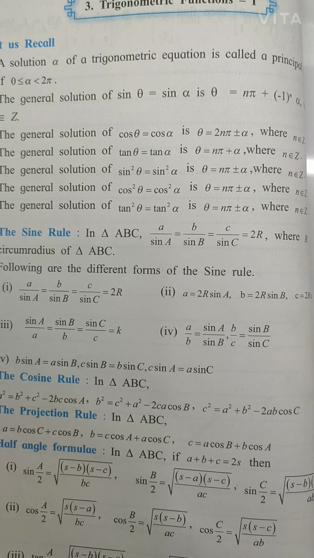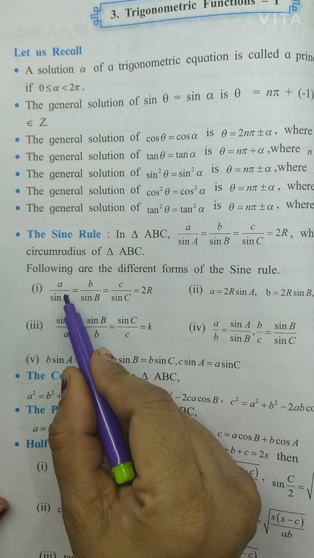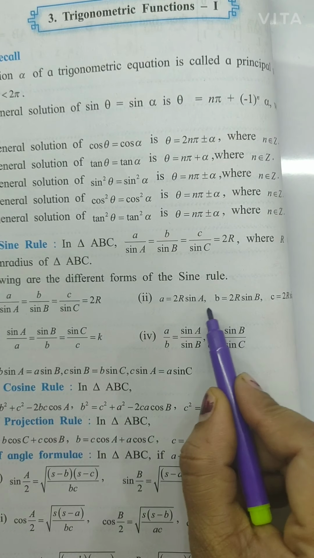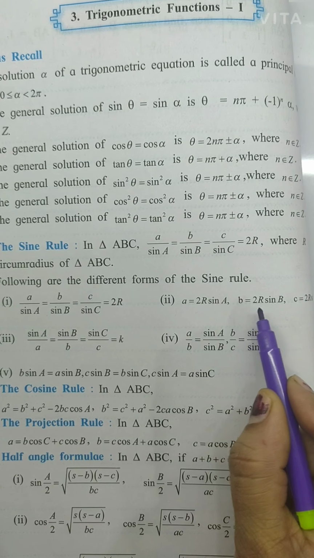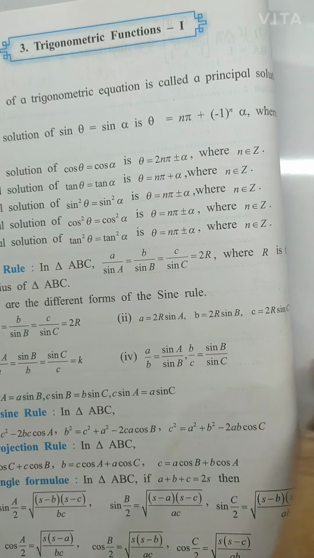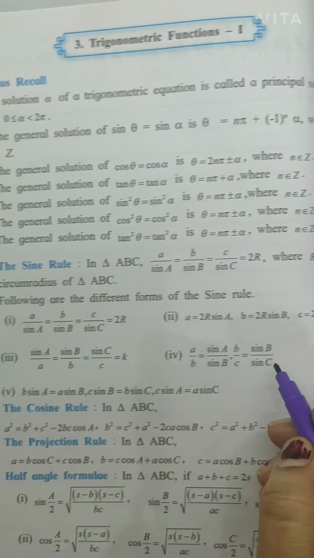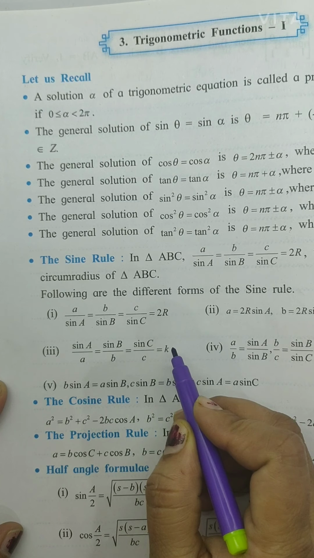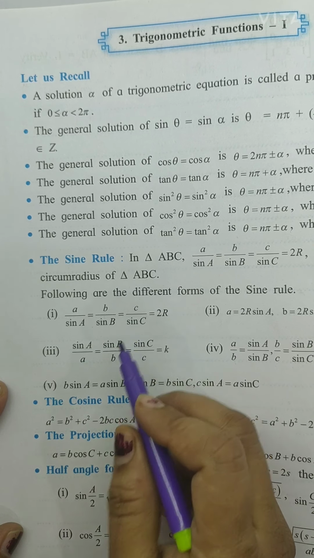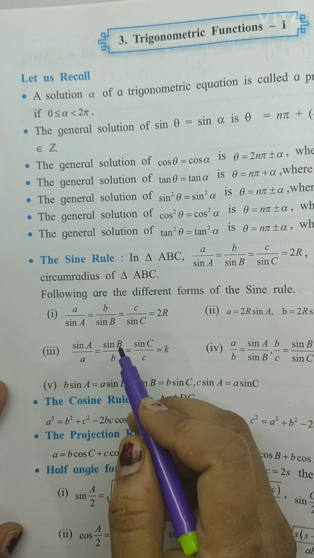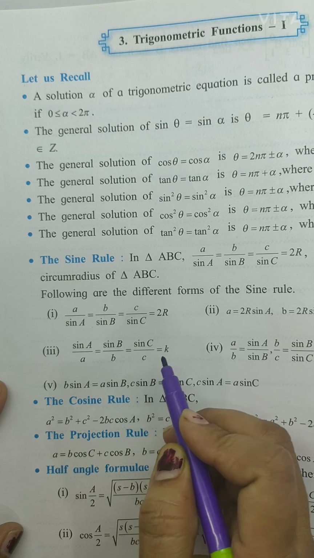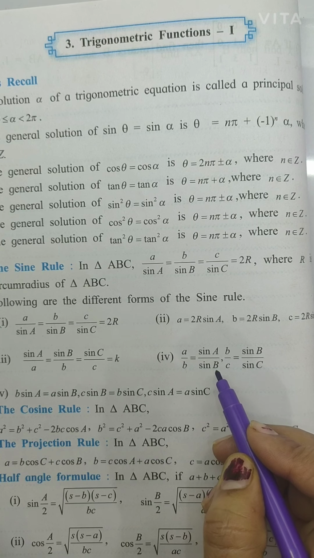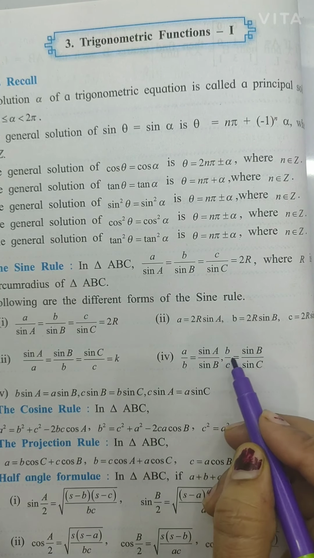If I transfer sin A to the right hand side, then I will get this form: a equals 2R sin A, b equals 2R sin B, and c equals 2R sin C. Now suppose this 2R is a constant, so you can take it in the form of a constant also. Flip the ratios and you will get sin A upon a equals sin B upon b equals sin C upon c, which equals K. Now this is again in the form of a ratio. By flipping the ratio, you can take values of a upon b and b upon c.